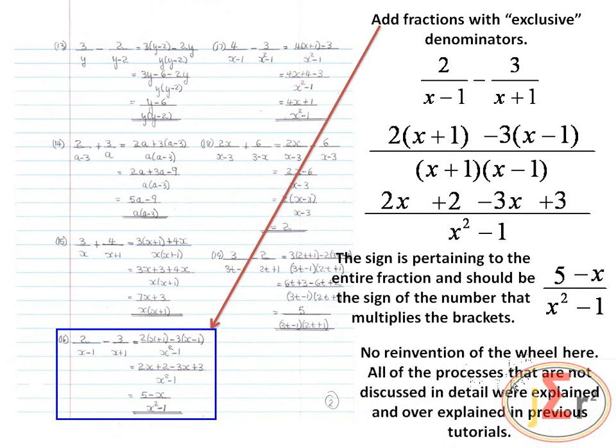No reinvention of the wheel here. All of the processes that are not discussed in detail were explained and over-explained in previous tutorials. So there are quite a few things that we may not have written notes on the screen saying, or we did not go into in any great detail. Surely we have gone through them in previous tutorials, and I am sure that even if you did not view the previous tutorials, this one should still be clear enough.